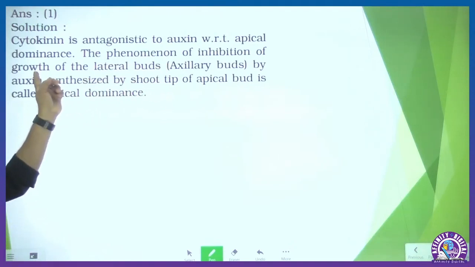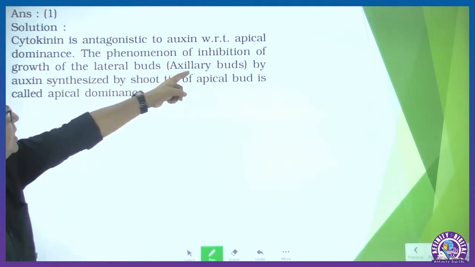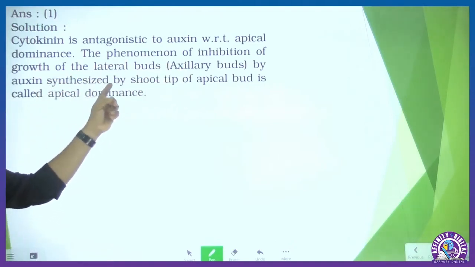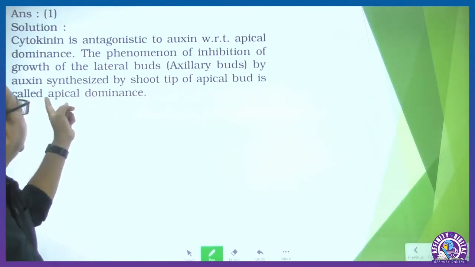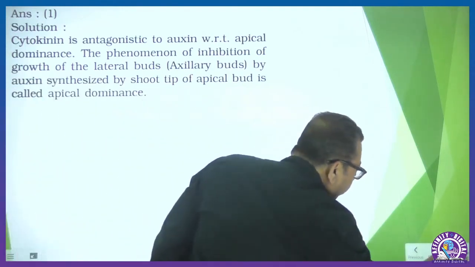The phenomenon of inhibition of growth of the lateral buds, that is axillary bud, by auxin synthesized by the shoot tip of apical bud is called apical dominance.